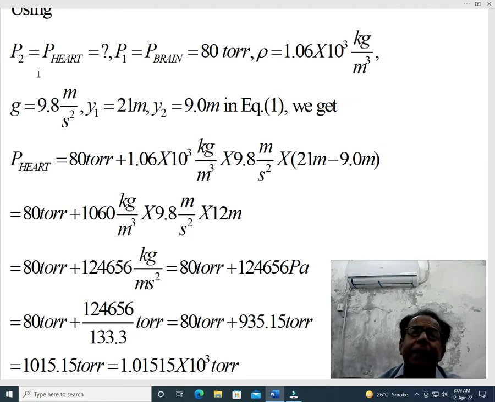While P1 is given, which is the blood pressure at brain, and its value has been given as 80 torr. Density is also provided in the statement, which is equal to 1.06 into 10 raised to the power 3 kilogram per meter cube. We may write it as 1060 kilogram per meter cube, if we eliminate 10 raised to the power 3. Moreover, acceleration due to gravity g is a constant and has value 9.8 meter per second square. Dear students, here we take y1 equal to 21 meter, that is height and length from feet to brain, while y2 equal to 9.0 meter, 9 meter, that is height from heart to brain.